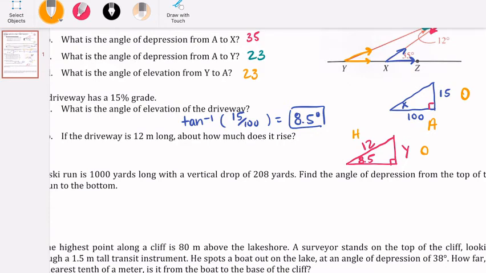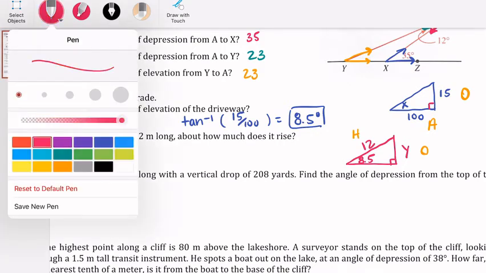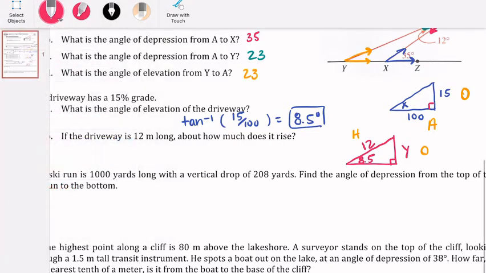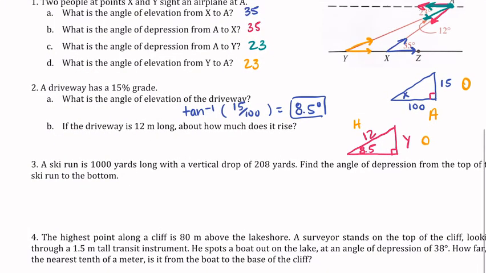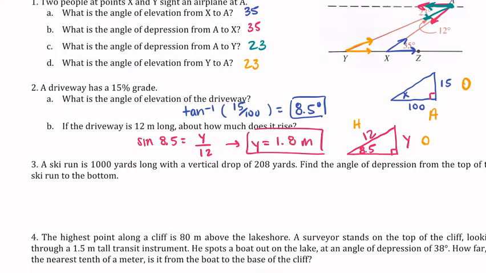So O and A means I need to use sine, or I'm sorry, O and H means I need to use sine. And this is just going to be a regular sine ratio. So sine of 8.5 equals my opposite, Y, over my hypotenuse, 12. I'm going to take 12 times sine of 8.5, and you should get approximately 1.8. I think it's like 1.77 something, so we're going to round that to 1.8, and this is meters. Try to use the appropriate units when you can.